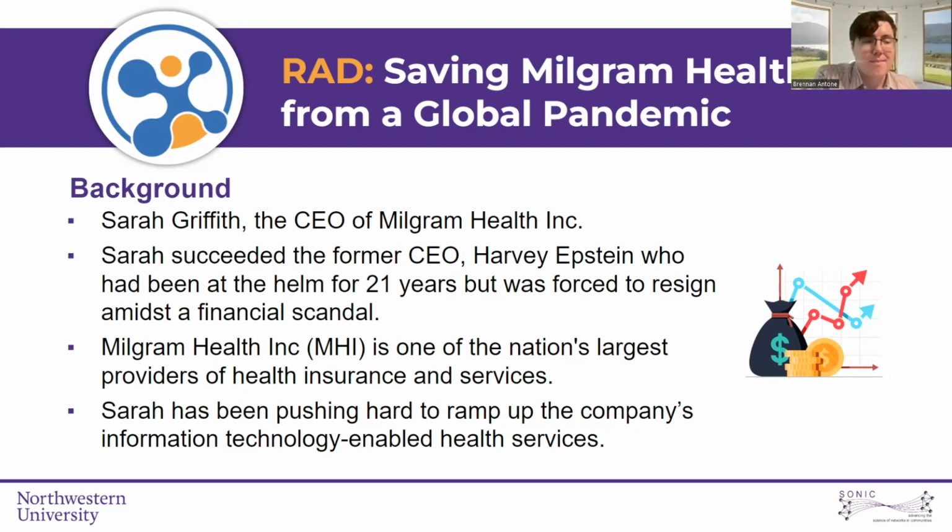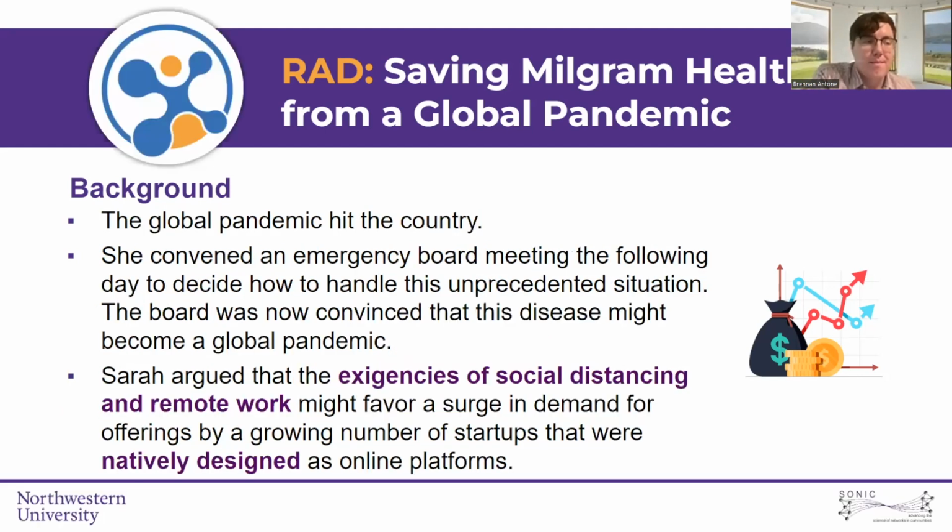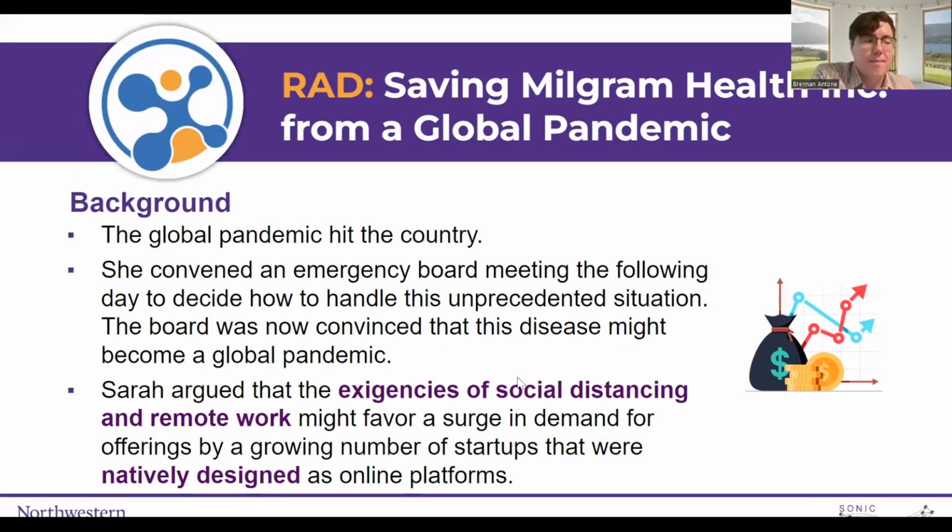In this company, a health insurance company, Sarah just succeeded the former CEO who was forced to resign in the midst of a financial scandal. Milgram Health is one of the nation's largest providers of health insurance and services. Sarah really wants to wrap up the company's information technology to enable their health services. Background: the pandemic hit the country, and the CEO argued that social distancing and remote work might favor a surge in demand for a growing number of startups that were natively designed as online platforms. So they want to have their own native social networking online platforms.